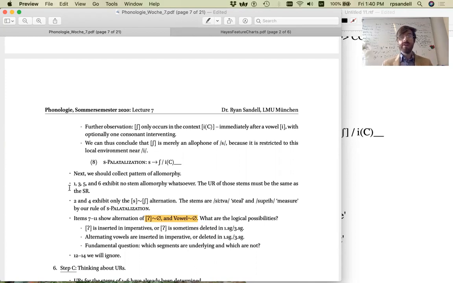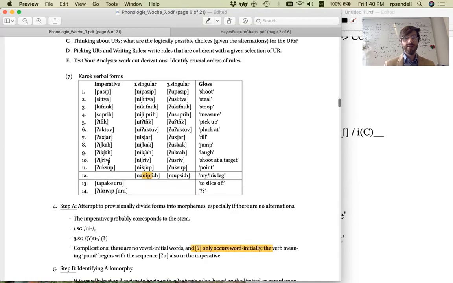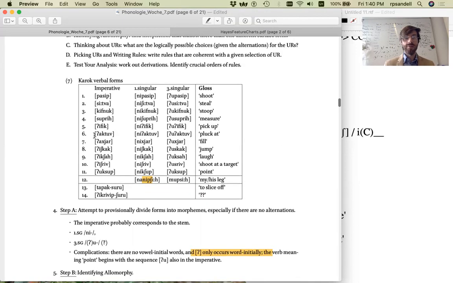So whenever we see cases of segments alternating with the absence of a segment, there are always 2 logical possibilities. We're either looking at epenthesis or deletion, insertion or deletion. So the 2 possibilities would be that since we find the glottal stop in those forms in the imperative, we could believe that a glottal stop would be inserted in imperatives. On the other hand, if we believe that the glottal stop is underlying, that is, that the imperatives are showing us the underlying form here, then we would need to think that the glottal stop is being deleted in the first singular and the third singular form.